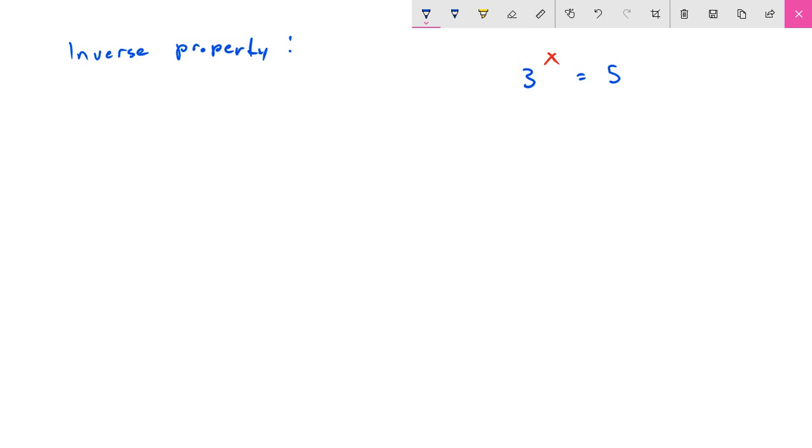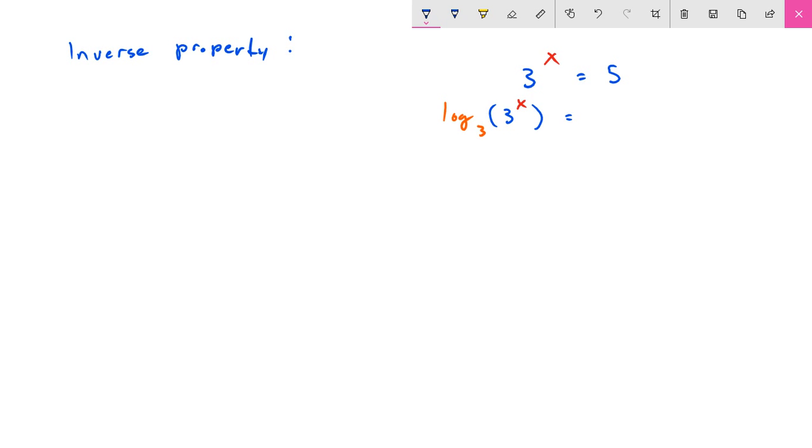Does anybody remember this? We did do this on the very first day we learned about logarithms. Log what? Log base of 3. Very good. Log base 3 of 3 to the x. That is going to cancel out that base of 3.